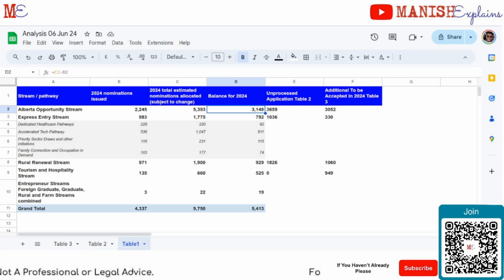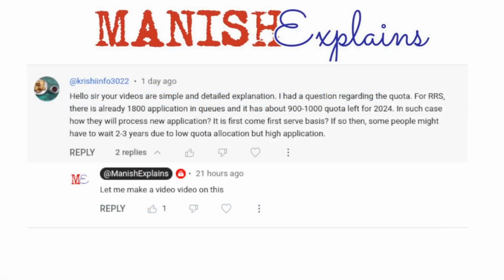That is what the question was. He put this question on RRS, saying that 1,800 applications are already in the queue, 900 are balanced, plus they are accepting 1,000 more applications, so it is like 2,800. So this can take 2 to 3 years or more to clear if only 920 are left. It will take 2 or 3 years to clear these numbers, right?